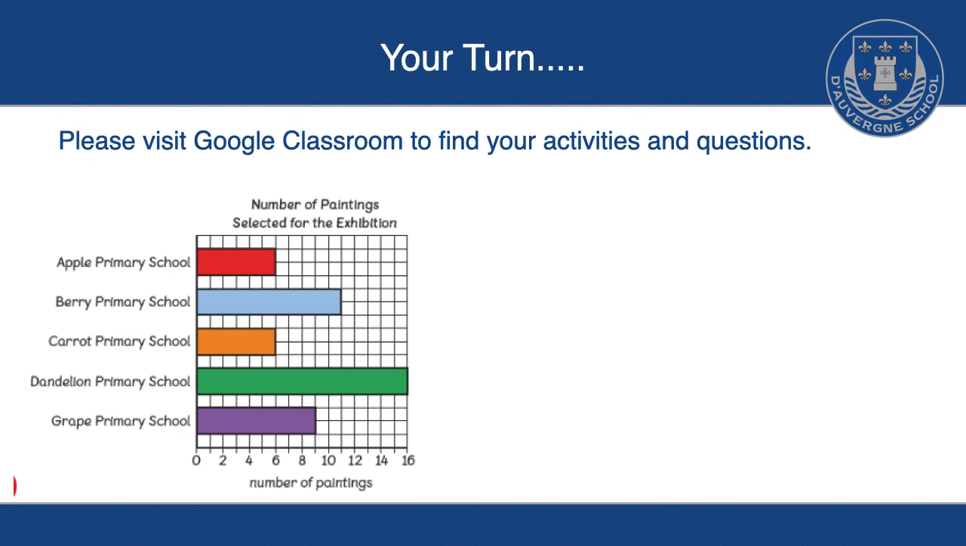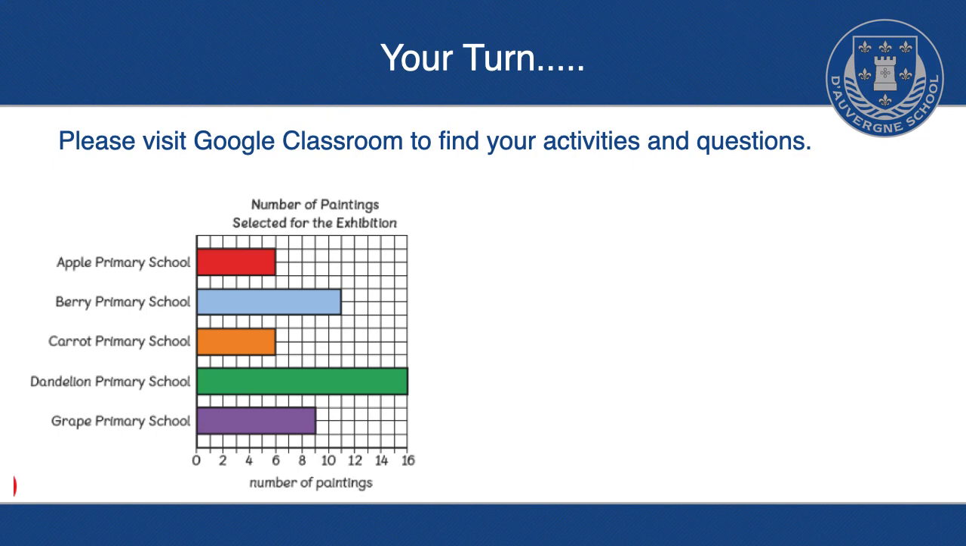What's the number between 2 and 4? It's 3. What's the number between 4 and 6? Well, it's 5. So if, for example, we look at the Grape Primary School and we look at the number of paintings that they have in their exhibition, the bar is in between 8 and 10. So what number is between 8 and 10? Well, it's 9. So 9 is the number of paintings that Grape Primary School have in the exhibition. So don't be fooled by it, just make sure you're not rushing.